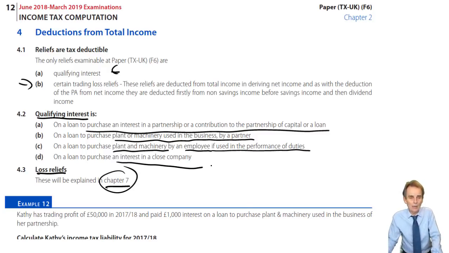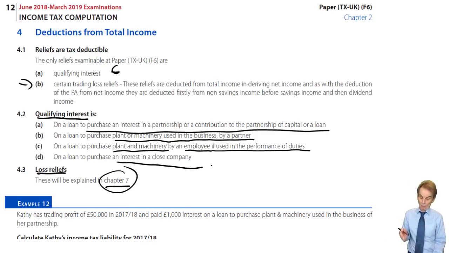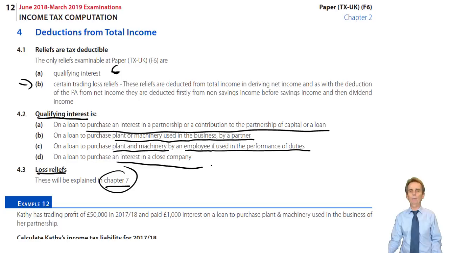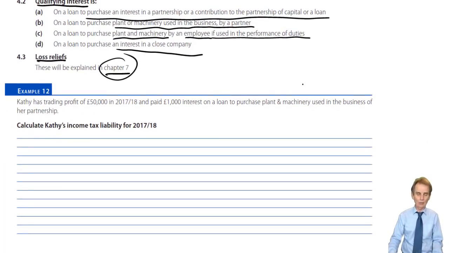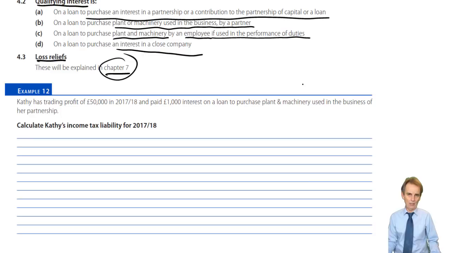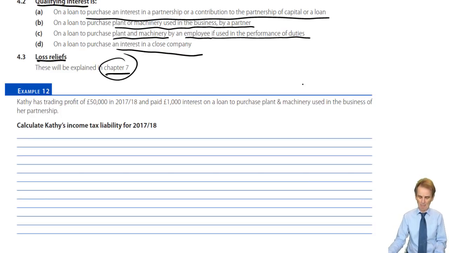Now again, they are not within your syllabus, it's just the recognition of a name. If you see borrow £10,000 to invest in a close company, then the interest payment on that is qualifying loan interest. What they are and the significance of them, you will see should you ever decide to go on to deal with advanced taxation in the P6 exam.